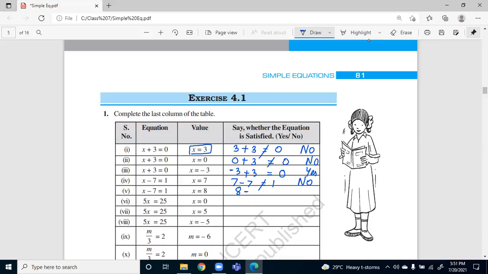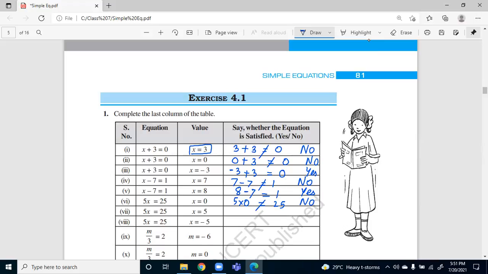So if I put in place of x 8, then 8 minus 7 is 1. So you will say yes. Ma'am, the sixth one is not satisfied. Sixth one is no. So 5 into 0 is 0. So 0 is not equal to 25.